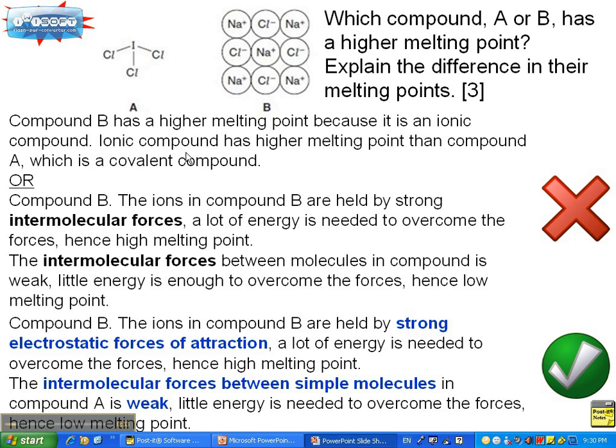Remember, there is no intermolecular forces in ionic compound. Hello, remember that. Intermolecular forces only in molecules, intermolecular, okay, in between the molecules. Okay, take note of this.